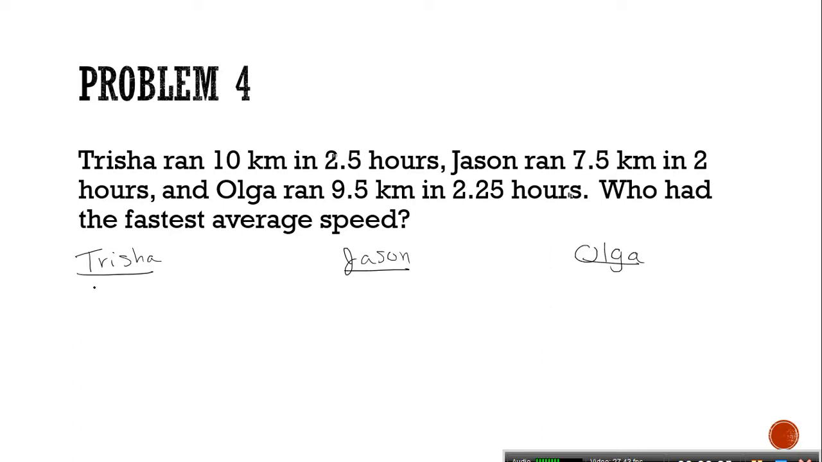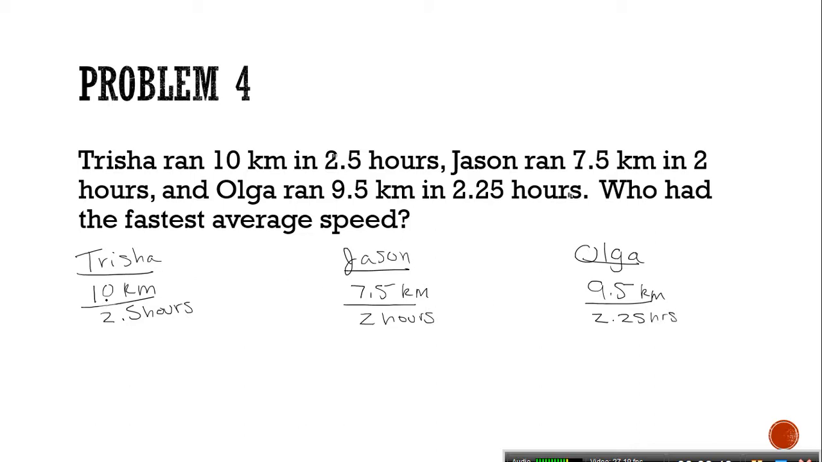So Trisha can run 10 kilometers in 2.5 hours. Jason can run 7.5 kilometers in 2 hours. And Olga ran 9.5 kilometers in 2.25 hours. So what we're going to do is we're going to divide again. So we're going to go 10 divided by 2.5, and we get that that is 4 kilometers per hour. Jason now, 7.5 divided by 2 will give me 3.75.